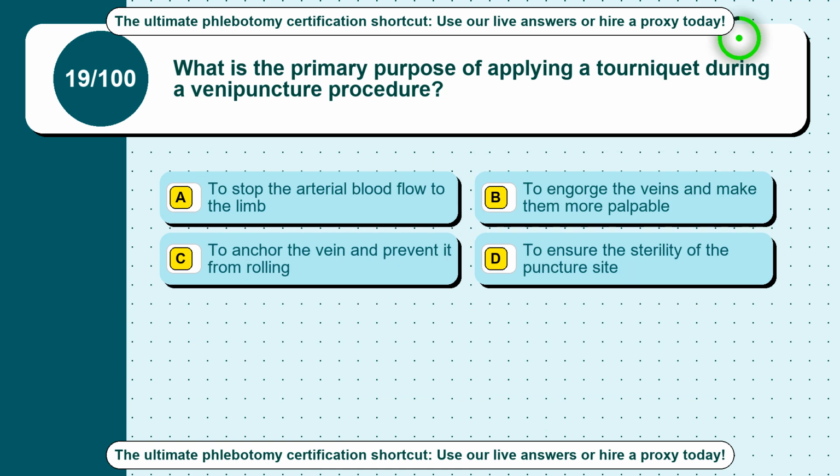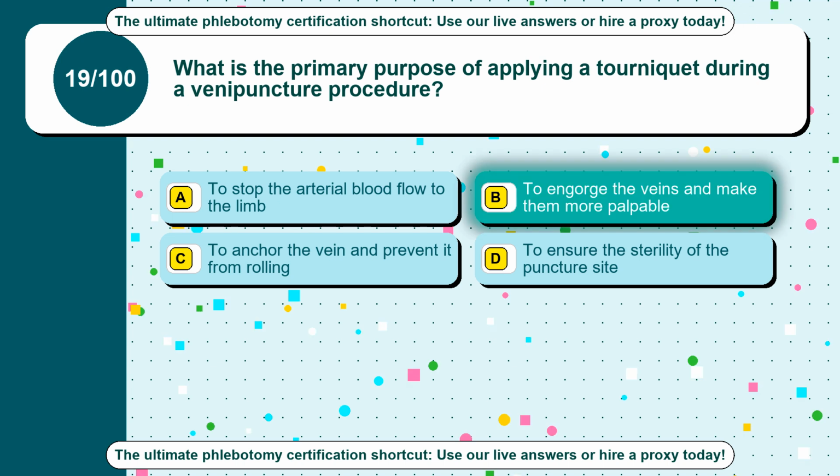Question 19. What is the primary purpose of applying a tourniquet during a venipuncture procedure? Option A, to stop the arterial blood flow to the limb. Option B, to engorge the veins and make them more palpable. Option C, to anchor the vein and prevent it from rolling. Option D, to ensure the sterility of the puncture site.